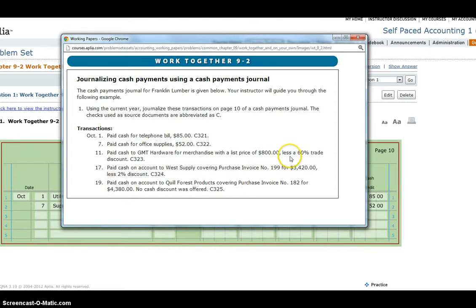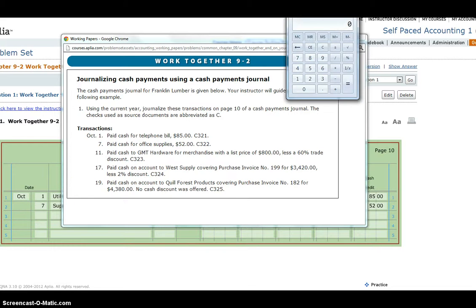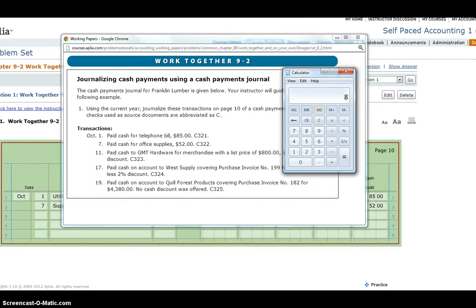However, sometimes we receive a trade discount, meaning we're going to trade cash for this particular product. I mean, we're buying it. So a trade discount is a very, very easy type of discount to figure out. You would simply take the $800 that you have and you would multiply that by 60%. Now that's its discount. This is how much money that's coming off.